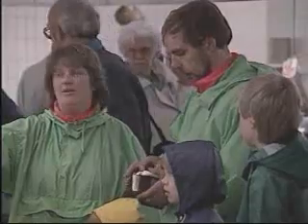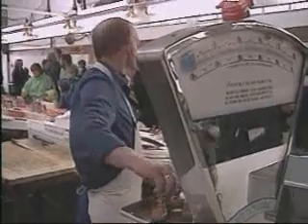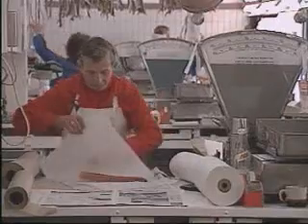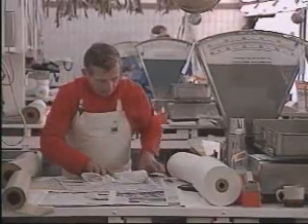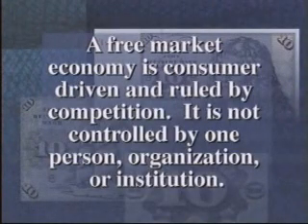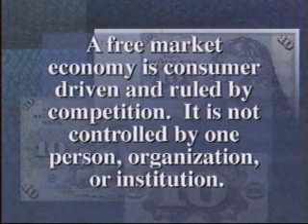When people are paid money for their work, they can then spend the money they've earned on meeting their subsistent needs or wants. Along with the development of currency came the need for regulation. Regulation can vary within different cultures. A free market economy is one concept used to organize economic activities. A free market economy is consumer-driven and ruled by competition. It's not controlled by one person, organization, or institution.